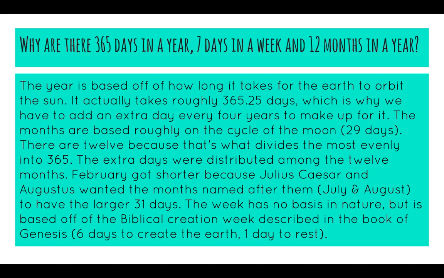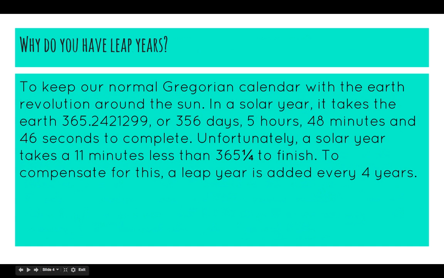February got shorter because Julius Caesar and Augustus, who was the founder of the Roman Empire, wanted the months named after them, July and August, to have the larger 31 days. The week has no basis in nature, but it's based off the biblical creation week described in the book of Genesis, which says that God took 6 days to create the earth and had 1 day to rest.